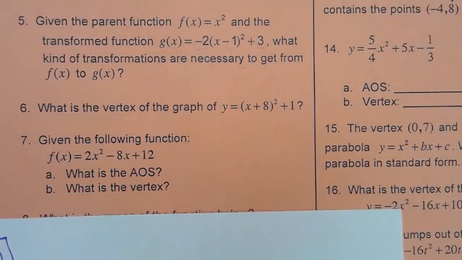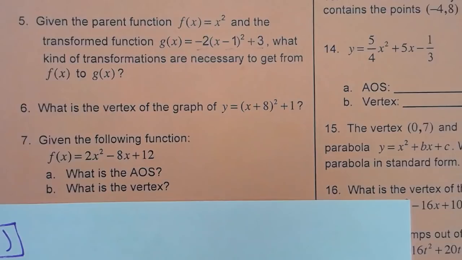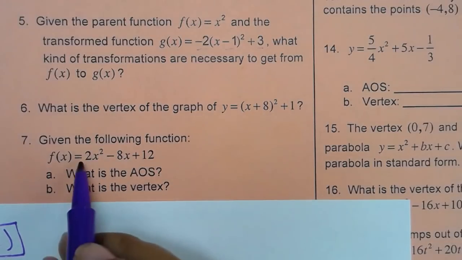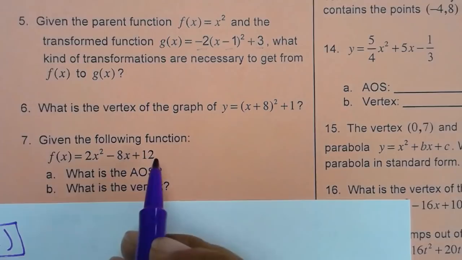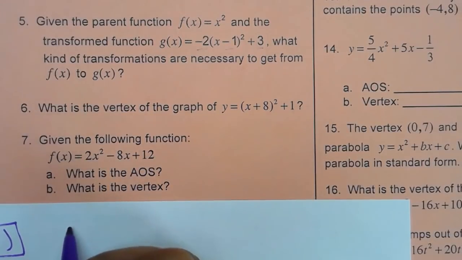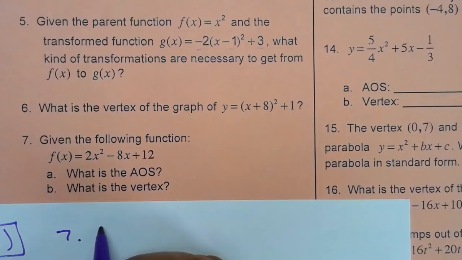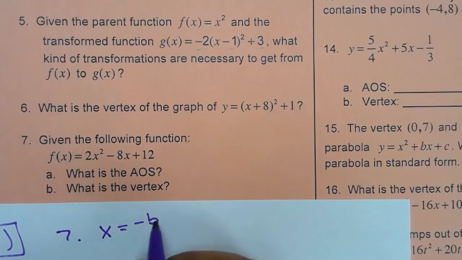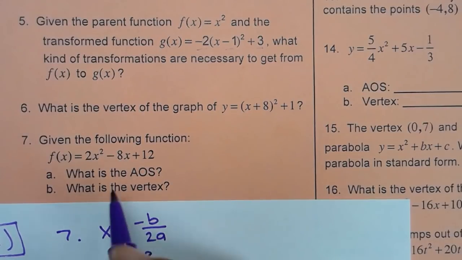All right, number 7, what is the axis of symmetry and vertex of this equation? This is not in vertex form, so you cannot do opposite same. You actually need to use a formula. So for number 7, if you don't remember the formula, x equals negative b over 2a. That gets you the x value, the vertex, and the axis of symmetry. So looking at this right here, we have x equals, and then the opposite of b. b is negative 8, so the opposite of negative 8 is positive 8, divided by 2 times a, which is 2. So 8 divided by 4 gets us 2 for the x value.